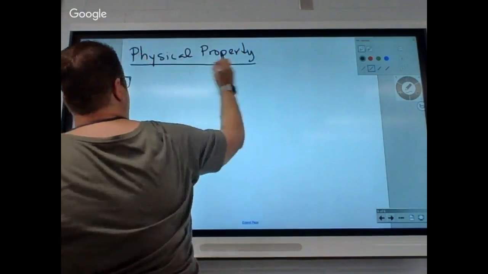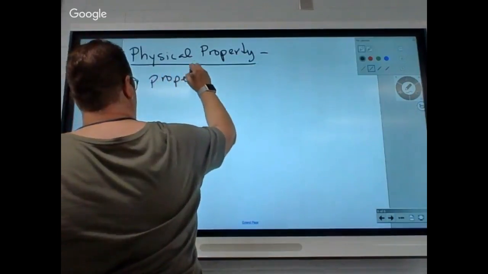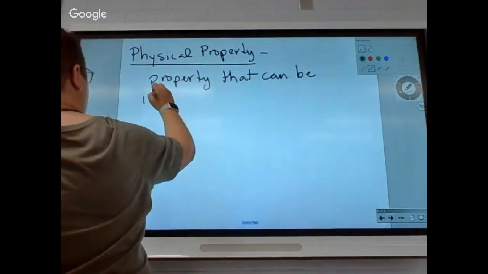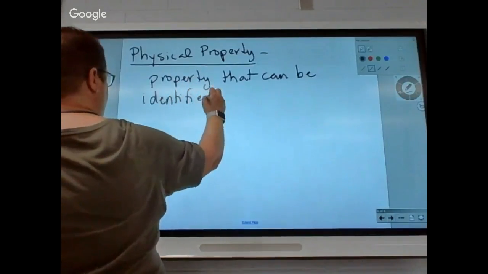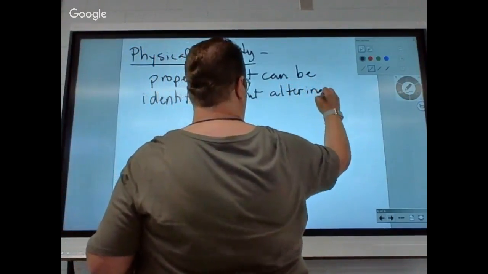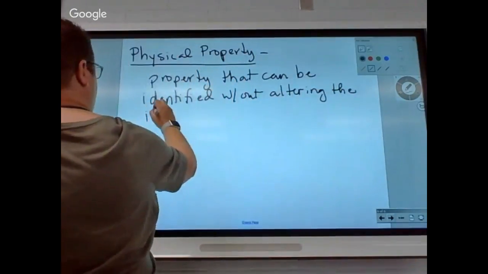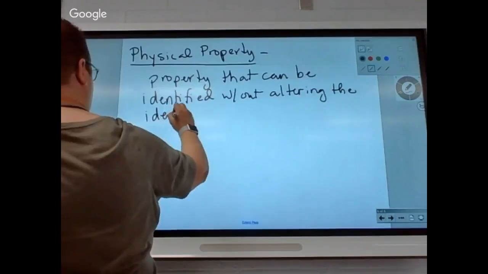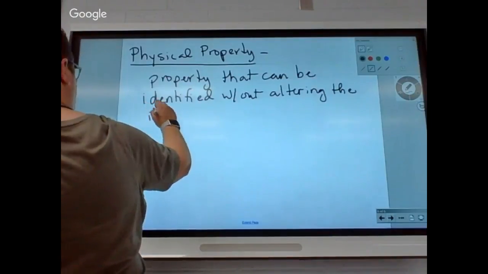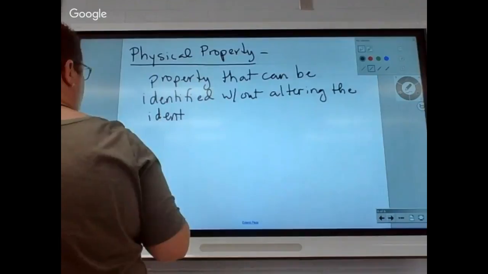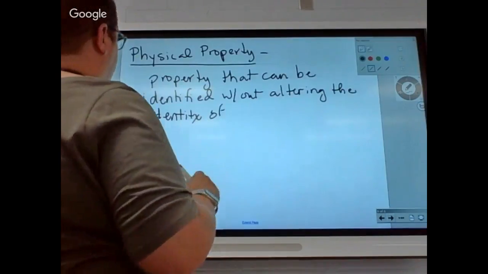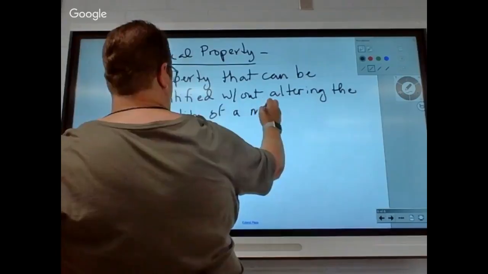All right, so a physical property is a property that can be identified without altering the identity of a material. I spelled identity wrong. I-D-E-N-T-I-T-Y. Thank you.